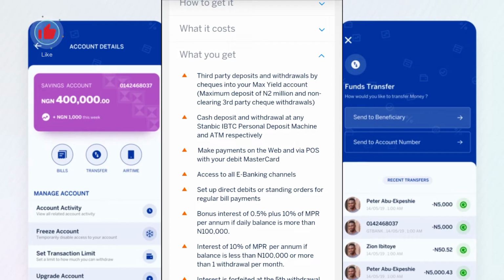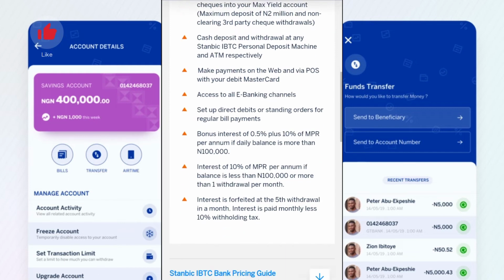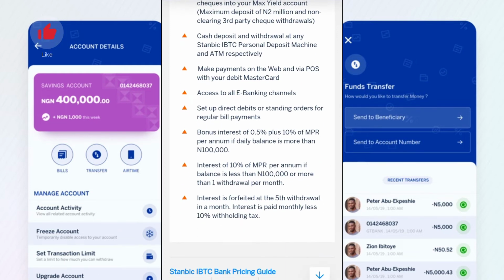Then cash deposit and withdrawal at any Stanbic IBTC personal deposit machine and ATM respectively. In simple English, what that means is that you can pay money into this account from any Stanbic IBTC branch, or if they have all those new machines that you can deposit money into, you can do that.